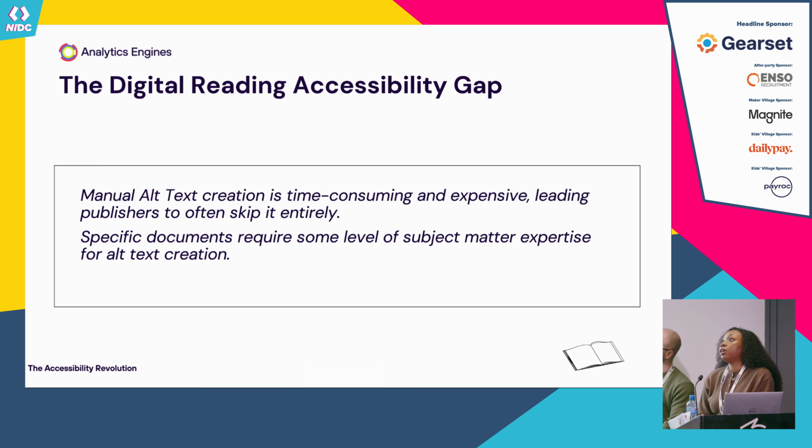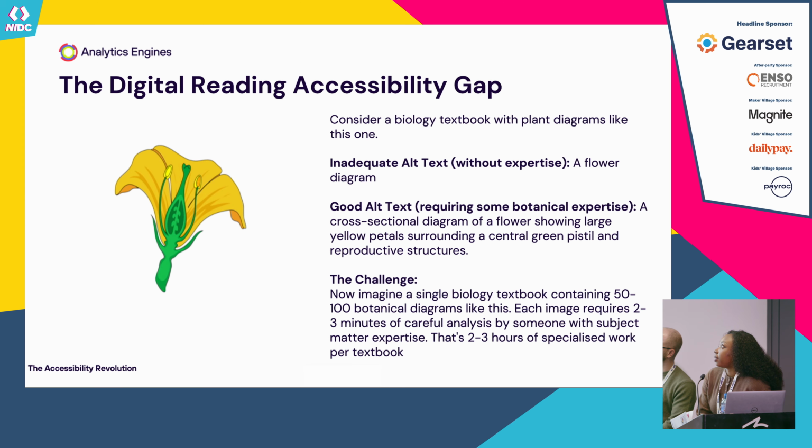Another thing that we thought about is how manual alt text creation is very time-consuming and extremely expensive, and it often leads publishers to skip the step entirely. And some documents require some level of subject matter expertise for alt text creation. So imagine if you're a university student learning about physics. I don't think you would want any alt text added to your physics documents or a math book, or even a better example, we have a biology textbook with plant diagrams like this. So an inadequate alt text would be something like "a flower diagram."